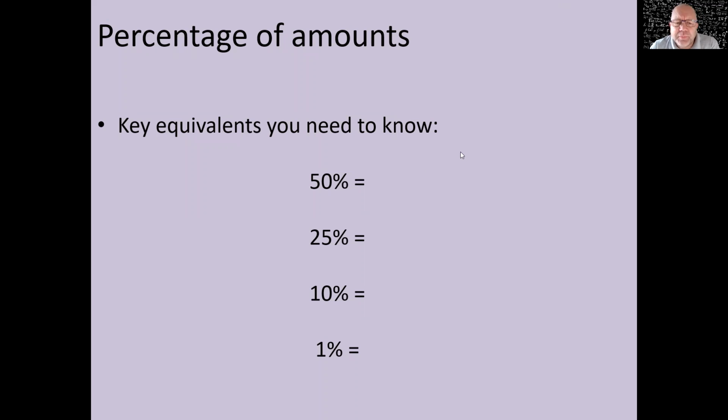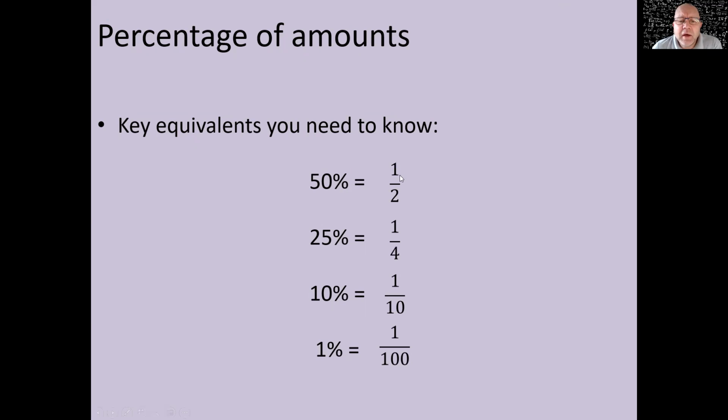50% as a fraction is 1/2. So if you can find a half of something, you found 50%. 25% is the same as a quarter of something. 10% is 1/10, and 1% is 1/100th. So if you can find these key percentages, then you're well on your way to being able to find the percentage of any amount.